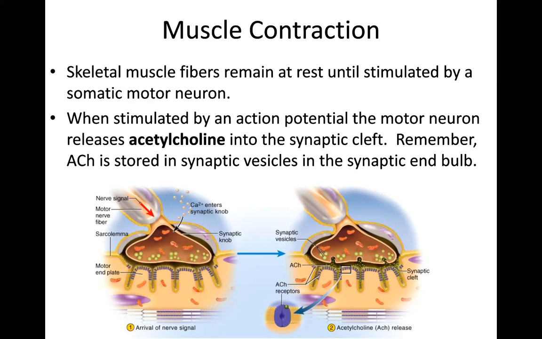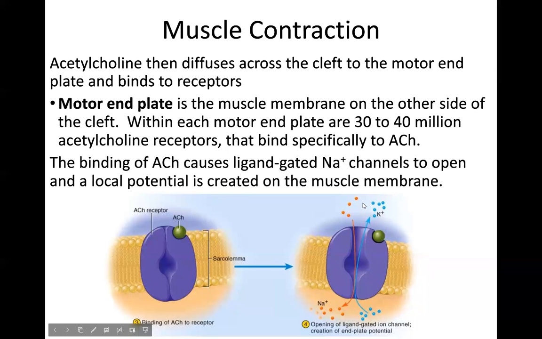So when stimulated by an action potential, a motor neuron will release acetylcholine, as we've seen before. Capital A, capital C, lowercase h is the abbreviation. It's released into the cleft. And as I've already stated, remember ACh is stored in synaptic vesicles in the synaptic end bulb, or as it's labeled here, the synaptic knob. Then the acetylcholine comes across the cleft and binds to receptors which are found on what's called the motor end plate.